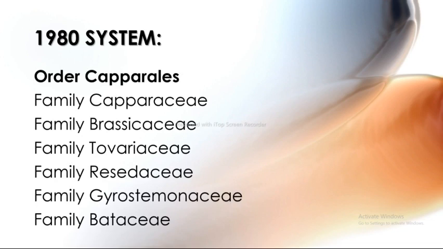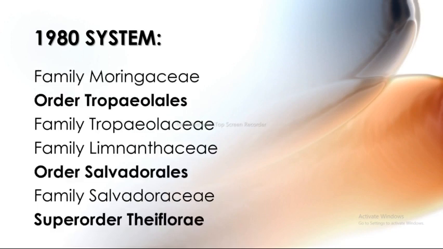So the next order is the Capparales, and this Capparales includes the family Capparaceae, and the next family is the Brassicaceae, and the next is Tovariaceae, and the next is the Resedaceae. Next is the Gyrostemonaceae, and the next family is the Bataceae. Next family is Moringaceae. So the next order is the Tropaeolales, and it includes the family Tropaeolaceae. Next family is Limnanthaceae, and the next order is the Salvadorales, which includes family Salvadoraceae.